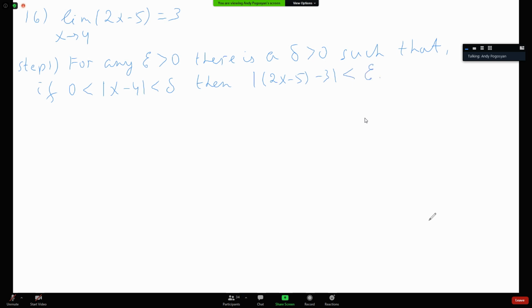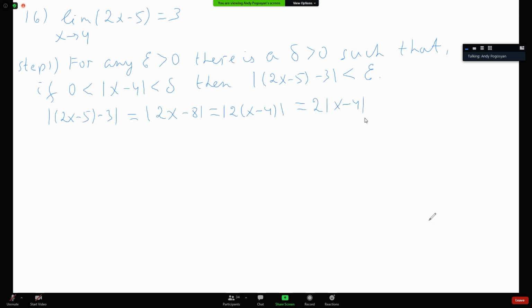So this is just based on a definition. For almost all those types of problems, we start this way. Now you start working with 2x minus 5 minus 3 to find the relation between delta and epsilon. So this should be less than epsilon, equals 2x minus 8, 2 times x minus 4, so it's 2 times x minus 4.